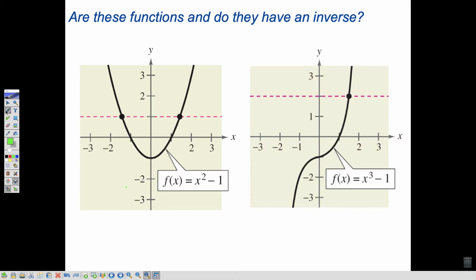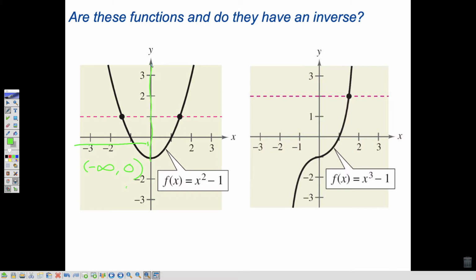Okay. Now, could I restrict this and make it have an inverse? I could cut it in half, right? So I could restrict the domain. I could say my domain was negative infinity to 0. If I did negative infinity to 0 and stopped right here, so you only saw the left side of this graph, now its inverse is a function.